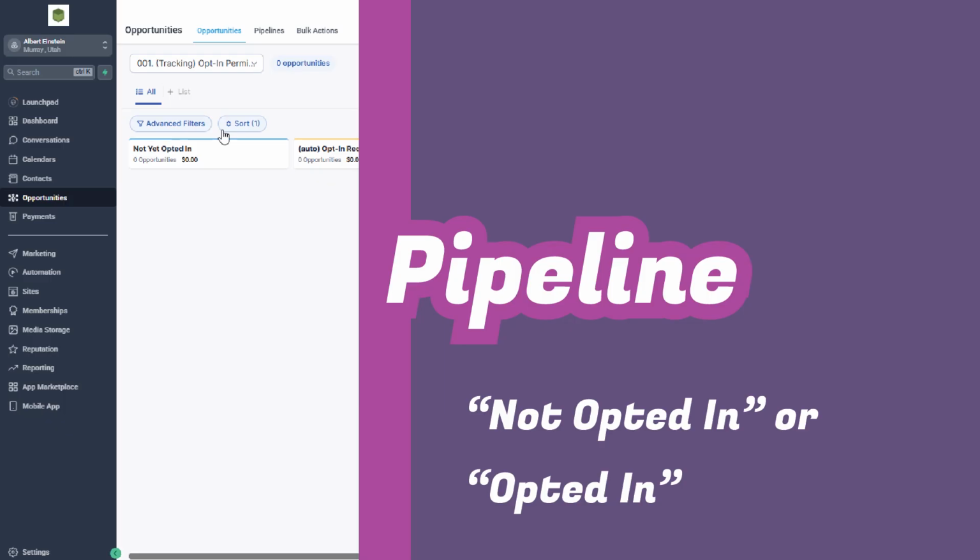Once added, each contact is placed in either a not opted in or opted in pipeline. From there, you start reaching out with a simple ask. Would you like to get our monthly newsletter with helpful updates and tips? This is how we build a permission-based audience that's more likely to respond and convert.